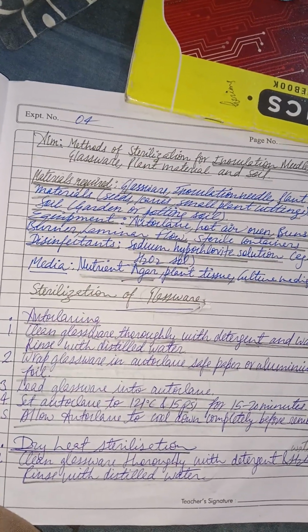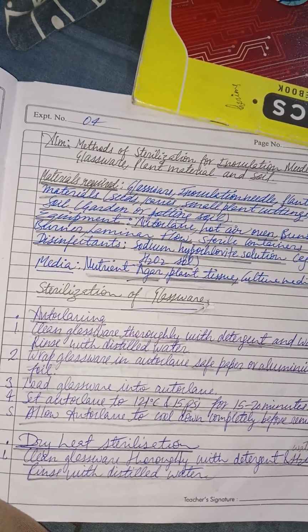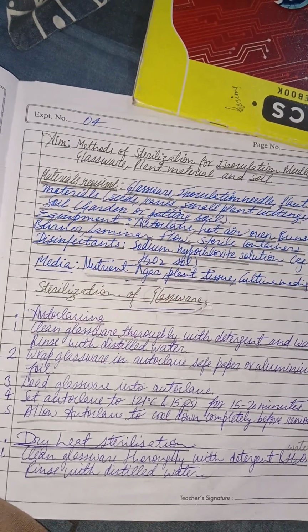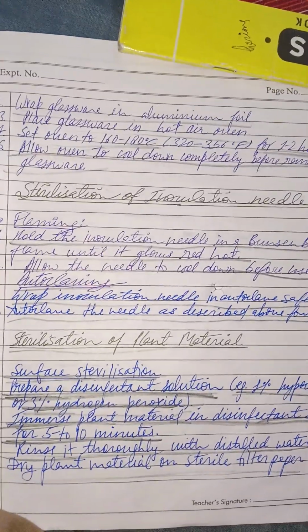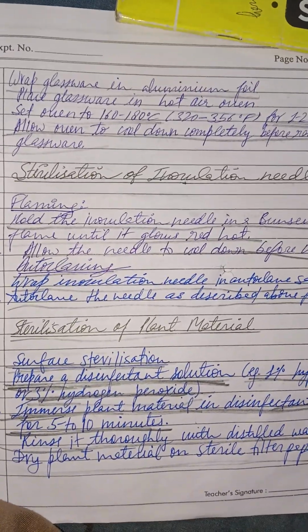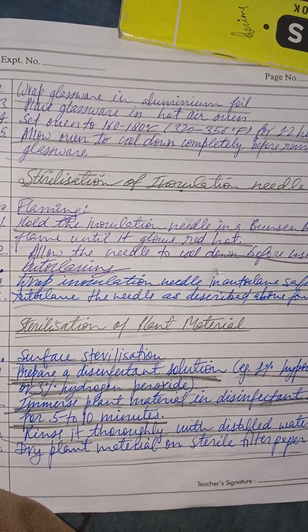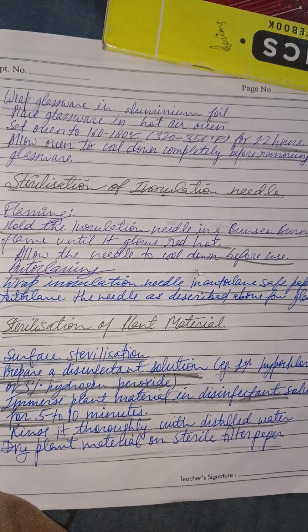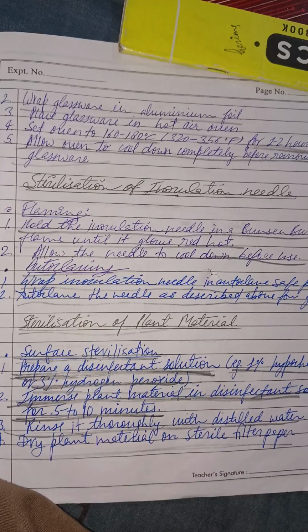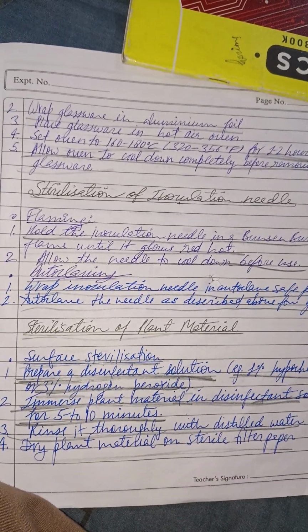You can also use dry heat sterilization for the sterilization of glassware. Clean the glassware thoroughly with detergent and water, and rinse it with distilled water. Wrap the glassware in aluminium foil, place it in a hot air oven, and set the oven to 160 to 180 degrees Celsius. In Fahrenheit, that is 320 to 356 degrees Fahrenheit, for 1 to 2 hours. Allow the oven to cool down completely before removing the glassware.